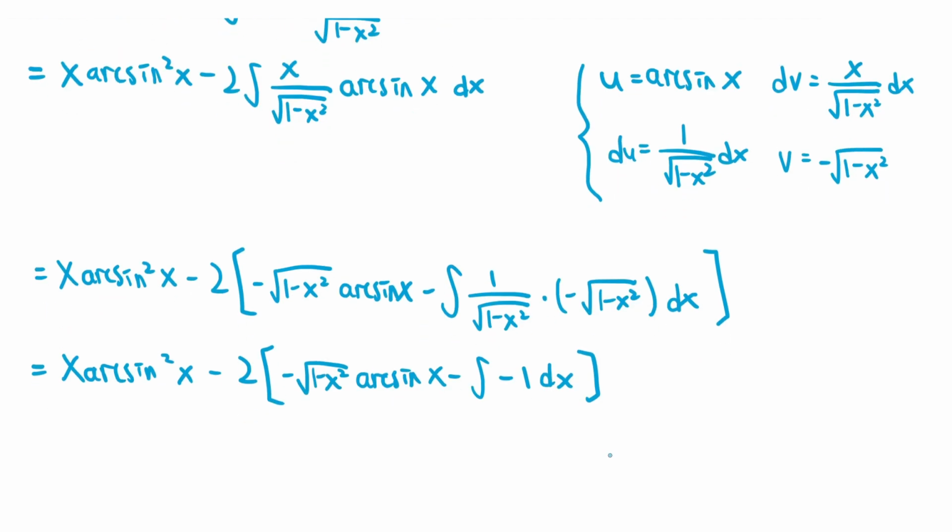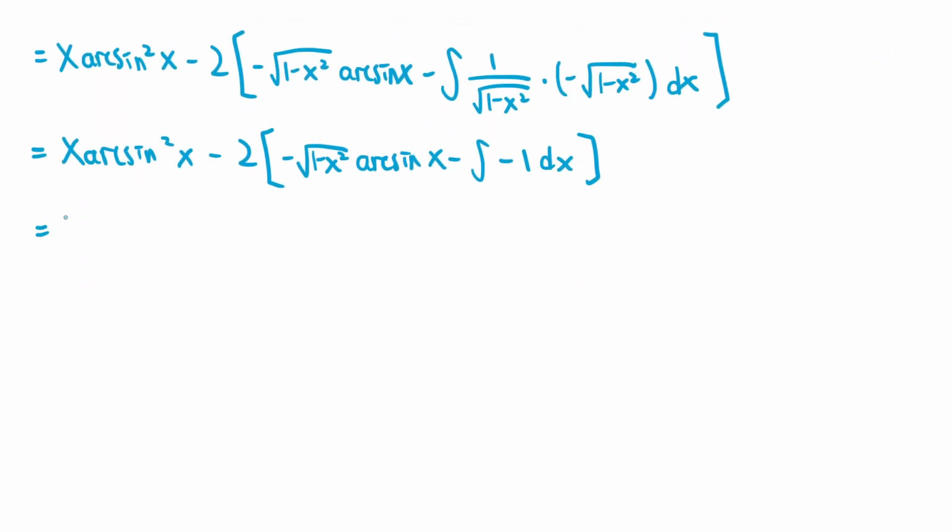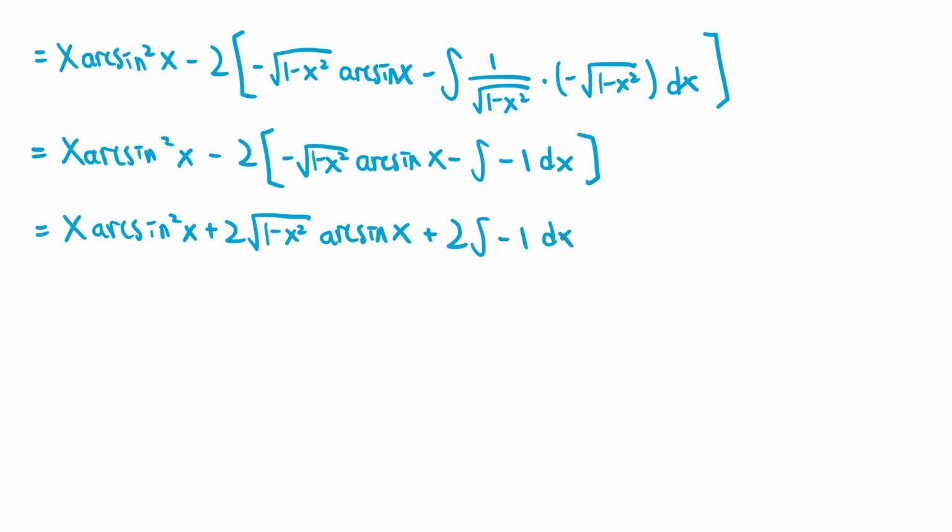If we distribute the negative 2 into the parentheses, the expression becomes x arcsin squared of x plus 2 times the square root of 1 minus x squared times arcsin of x plus 2 times the integral of negative 1 dx. The integral of negative 1 is just negative x, and that's multiplied by a constant of 2. So the last term is just equal to negative 2x. So the final answer is just x arcsin squared of x plus 2 times the square root of 1 minus x squared times arcsin of x minus 2x plus some constant c at the end.